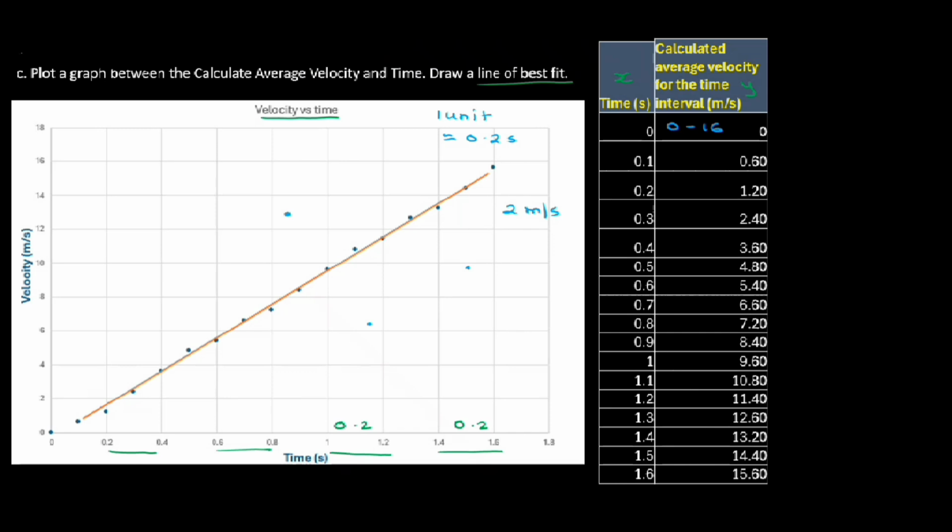So this is how you draw a velocity versus time graph. Make sure you label the axis. Your graph has a title. The intervals along the axis remain the same, and draw the line of best fit.